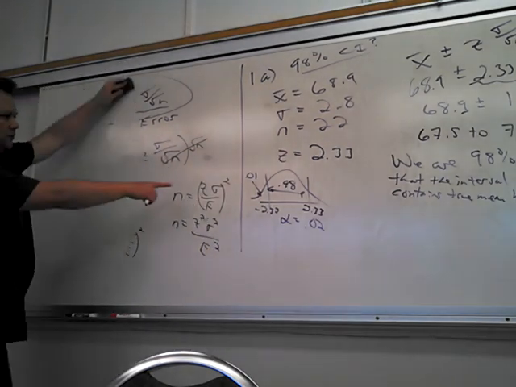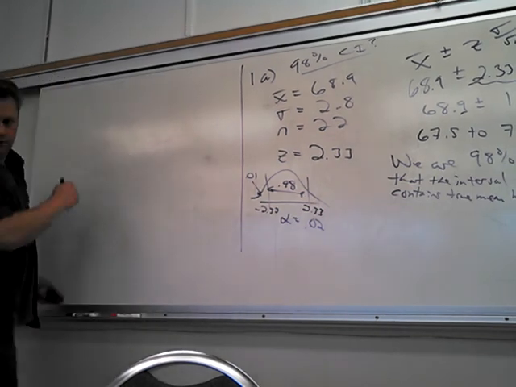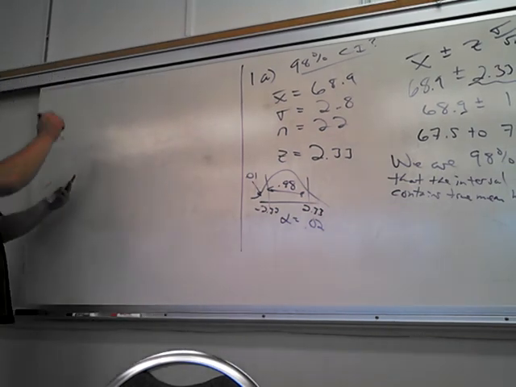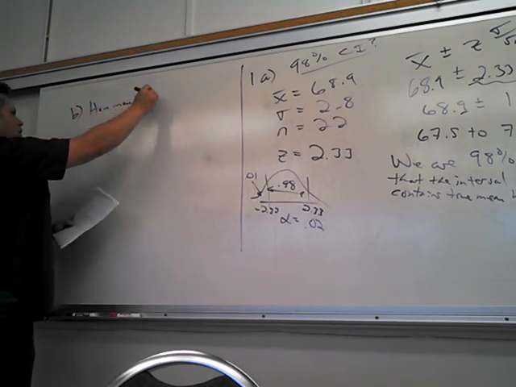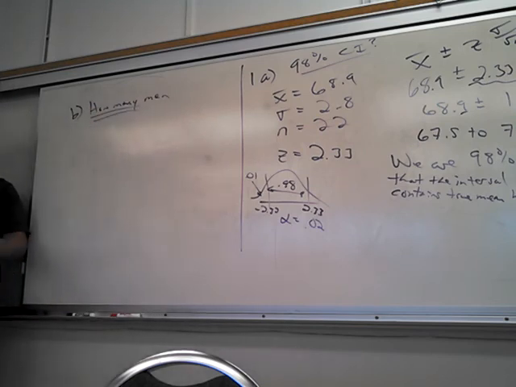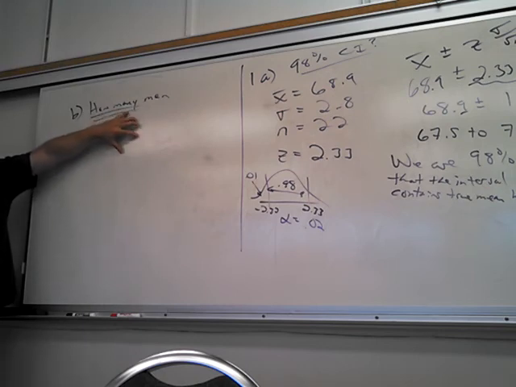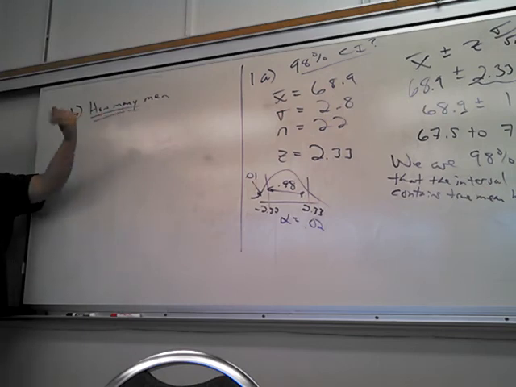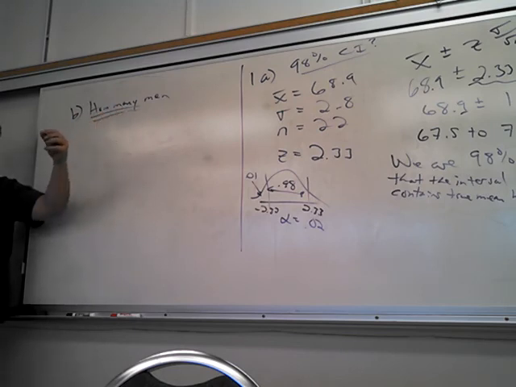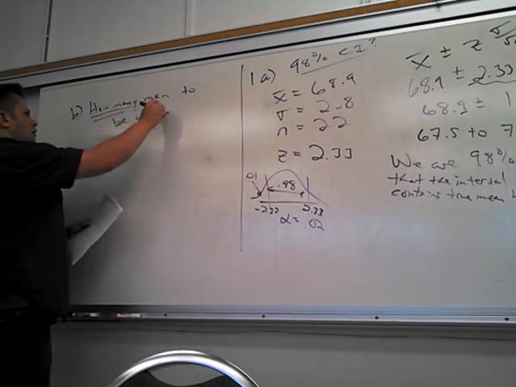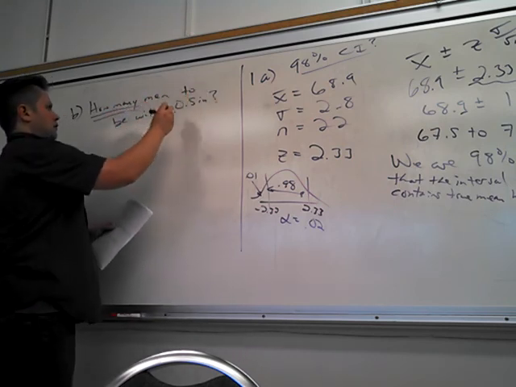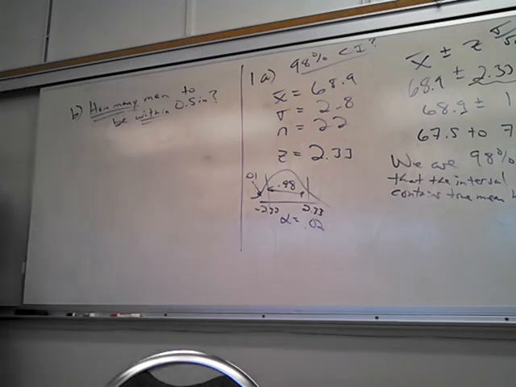Now before I let you go, I want to do part B based off of what we just did here. Part B says, how many men? That is a huge clue. I know I want to use the formula that's solved for n, because I want to know how many. I want to know the number. How many men to be within 0.5 inches. I've underlined that word within because that's the clue to know what the error is. That's the key word.